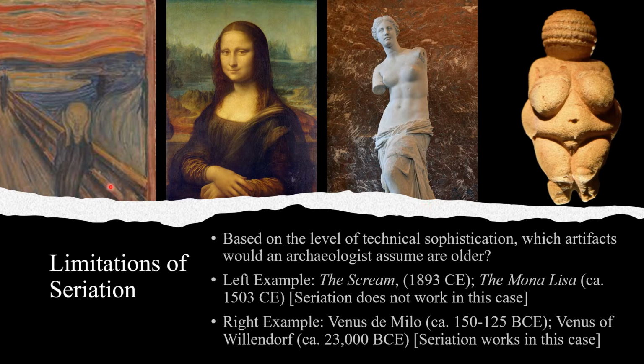However, in our left example, we see the artifact that displays a lower level of technical sophistication, The Scream, was created much more recently than the artifact with a higher level of technical sophistication, the Mona Lisa. By the way, I'm not saying that modern art is bad. I'm just saying that the level of brushstrokes and sophistication on canvas is much simpler, highlighting that seriation does not always prove accurate.